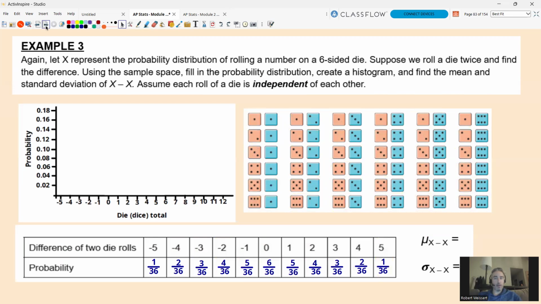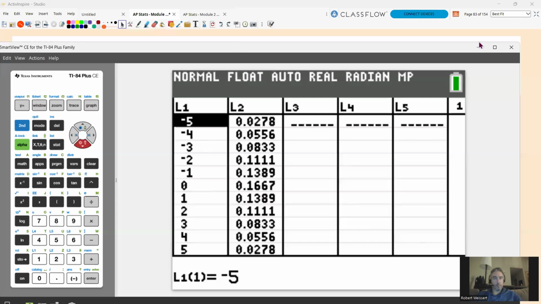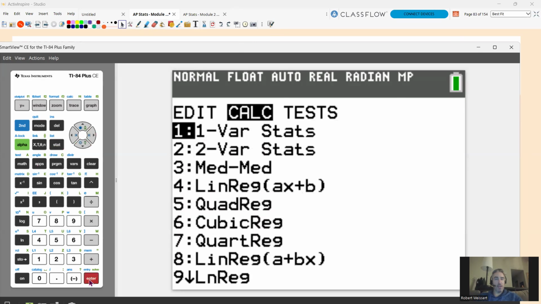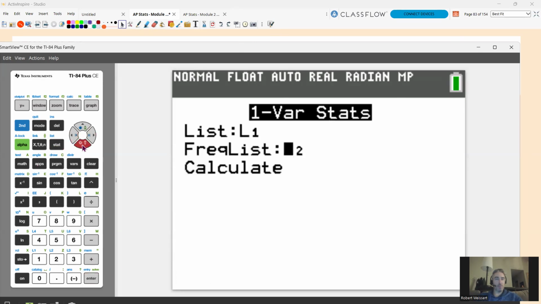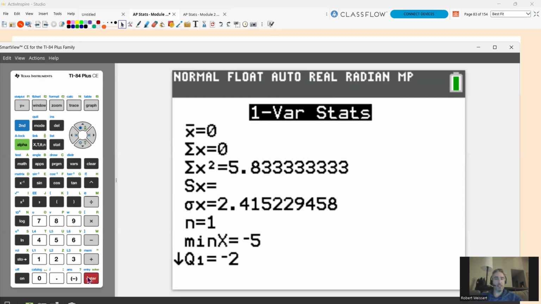If I put that in my calculator, I'll get the same probability setup. It's just that everything's going to be shifted, centered at 0. So I'm going from -5 to 5 as opposed to 2 to 12. So I got those same probabilities here. Let's go into my calculator and we'll get our setup, L1, L2. One variable stats gives me a mean of 0 this time, and the same standard deviation as before, 2.415.